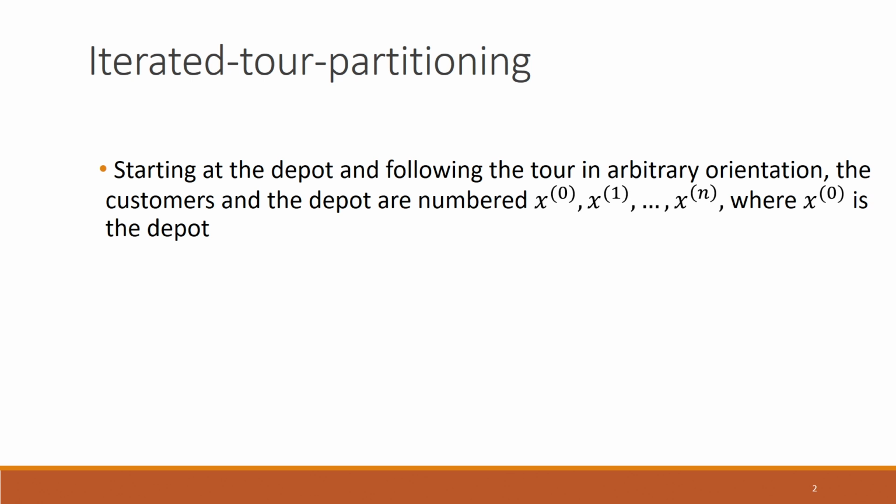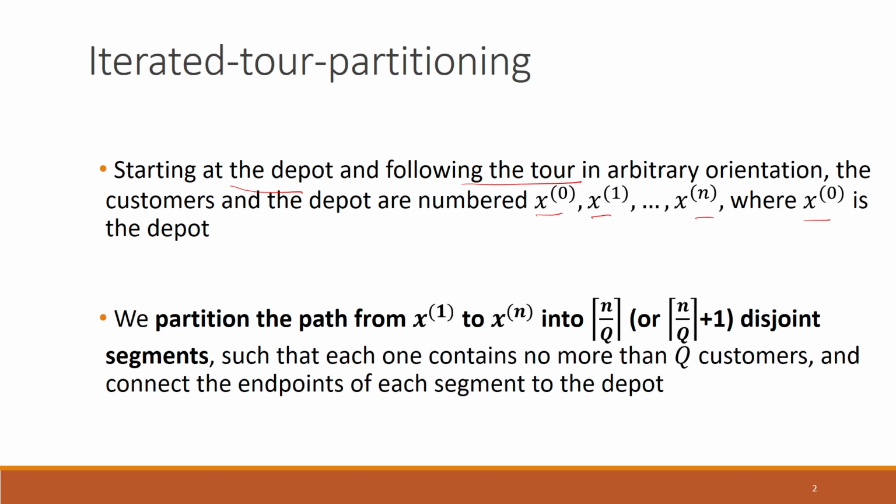This algorithm starts at the depot node and follows the tour that is given. Remember that in this ITP algorithm we have a tour that is initially given. We start from the depot node in this tour and follow it in an arbitrary orientation, and the customers and the depot node are numbered x0, x1, ..., xn, where x0 is the depot node. Then we partition the path from x1 to xn into the ceiling of n by q, or the ceiling of n by q plus 1, disjoint segments, such that each contains no more than q customers, and connect the endpoints of each segment to the depot node.